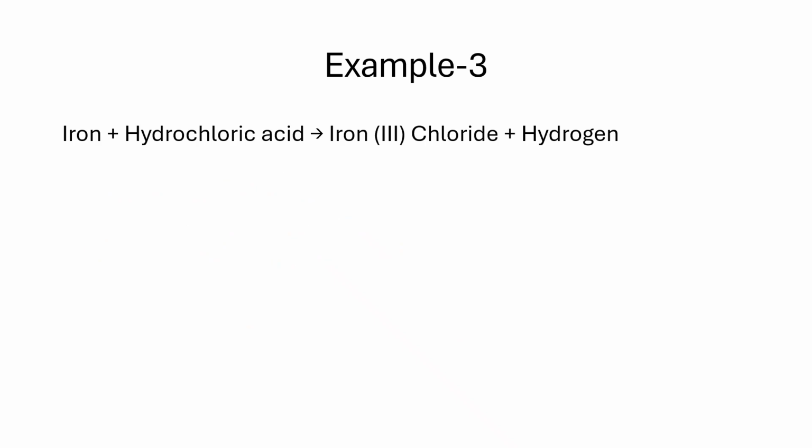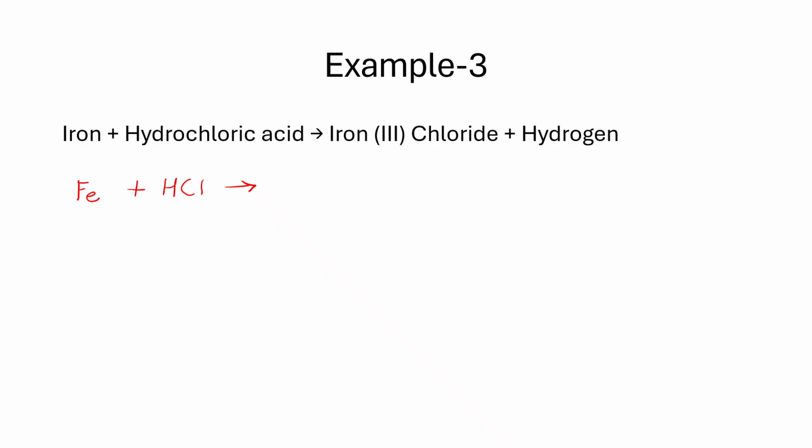Let's see another example. So here we have iron reacting with hydrochloric acid and makes iron 3 chloride and hydrogen, right? So let's see how we can write a chemical equation for this one. So iron is a metal and all metals are represented by just the symbol, which is Fe. So it doesn't exist as a molecule like Fe2. We know from our prior knowledge that hydrochloric acid is HCl, right?